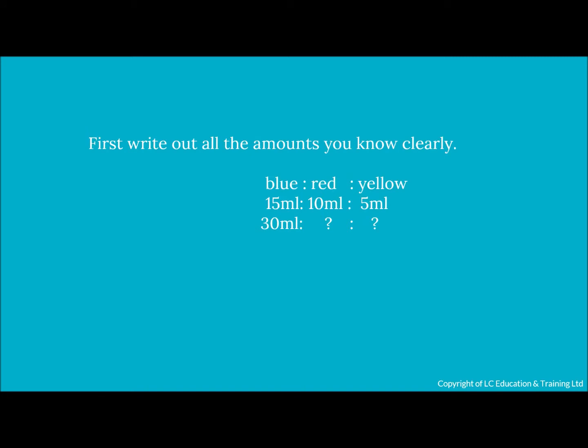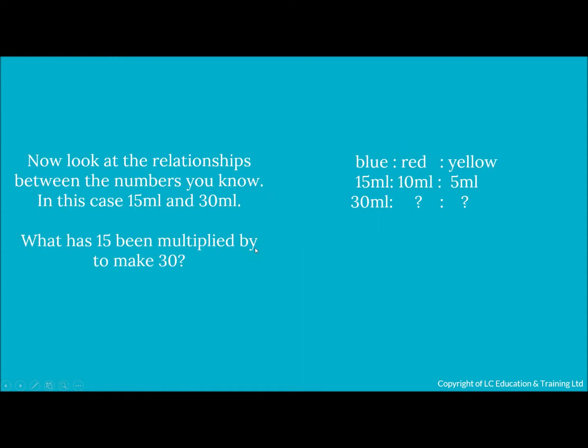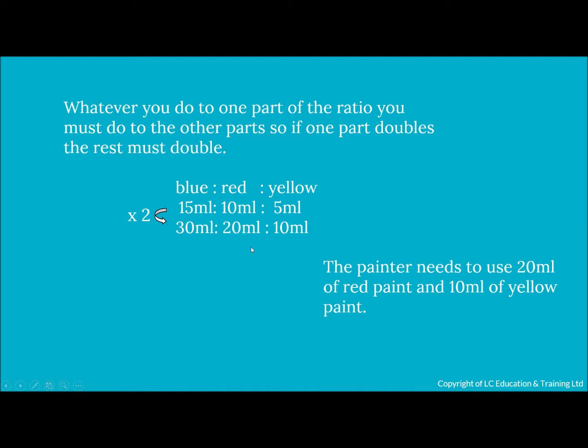So what I would do in this question is write out all the amounts I want to know clearly by labelling my blue, my red and my yellow. I'd label the original ratio and I'd label anything else I know, like 30 mils here. I can then look at the relationship between the numbers that I know, the 15 and the 30. What has happened to 15 to get to 30? It's been doubled, been times by 2. Whatever I do to one part of the ratio, I have to do to the other part. So if blue doubles, red will double as well to make it 20, and yellow will double as well to make 10. So my answer will be 20 mils of red paint and 10 mils of yellow paint.